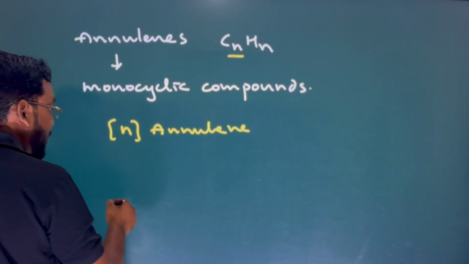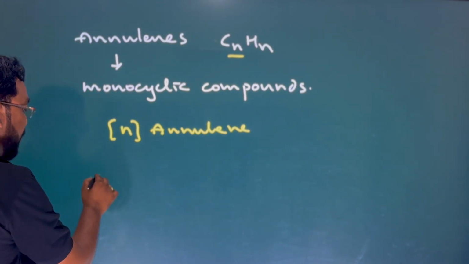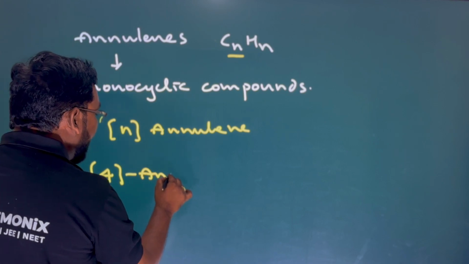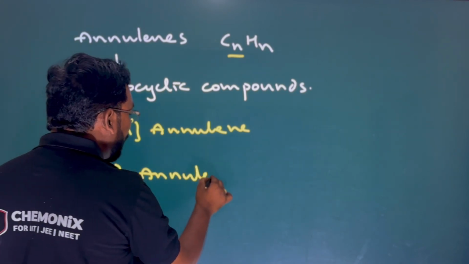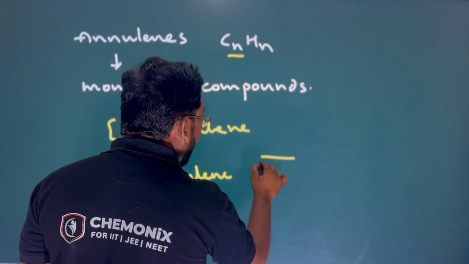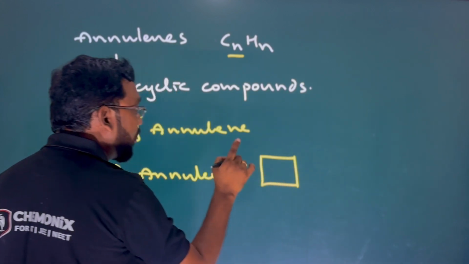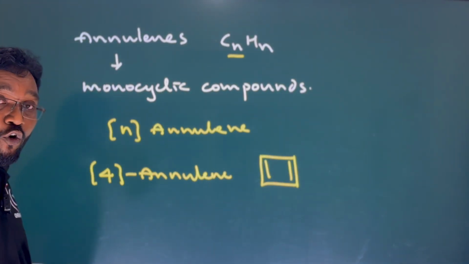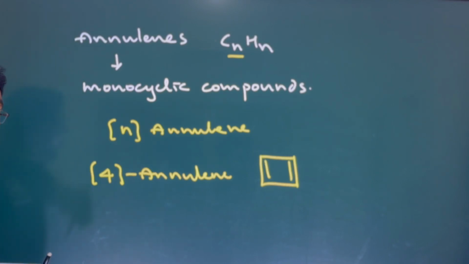Generally, in the case of annulenes, suppose 4 carbons are there in the cyclic ring; that is called 4 annulene. So 4 annulene you can write like this. It is a monocyclic conjugated ring with 4 carbon atoms, hence it is called 4 annulene.